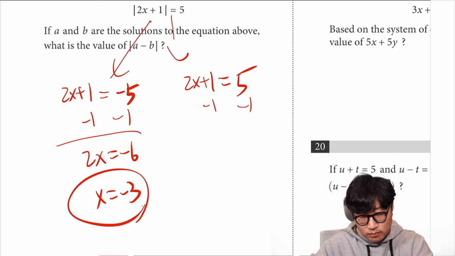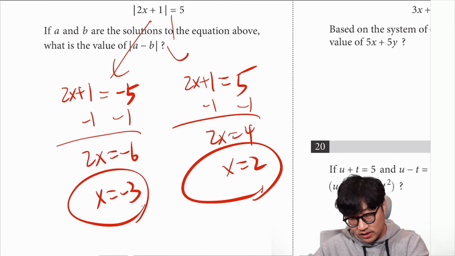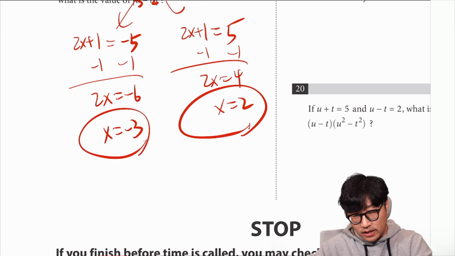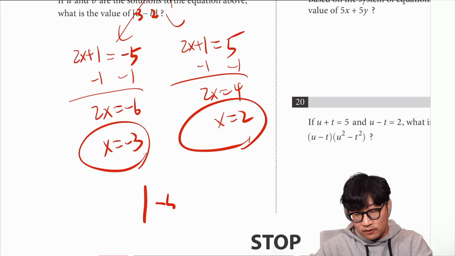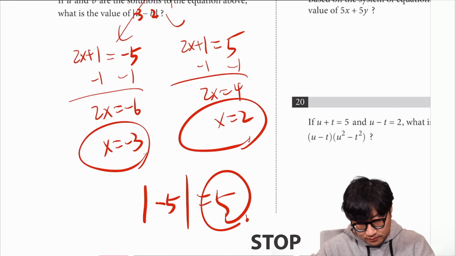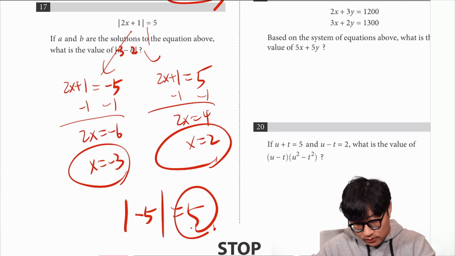And then subtract 1 on both sides. 2x is equal to 4. So x is equal to 2 is another one. So just go ahead and say whichever one is a or b. I'm just going to call a negative 3 and then b 2. So that'll be the absolute value of negative 3 minus 2, which is negative 5. And that's just equal to 5. All right, so yeah, that'll be 5.